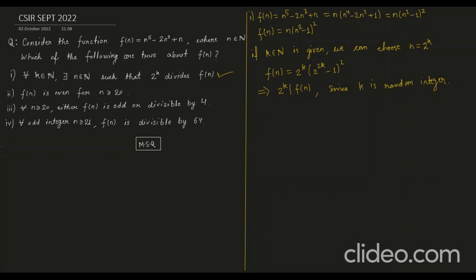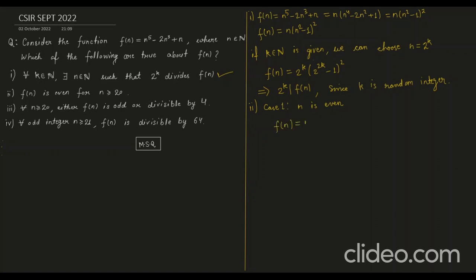Alright, let's have a look at the second option. What is the second option? f(n) is even for every n greater than or equals to 20. So there are only two possibilities for n. Either it can be odd or it can be even. So let's have case 1. What is case 1? n is even. Then f(n) should be even. Can you see that? Why? Because n is already a factor of f(n), right?